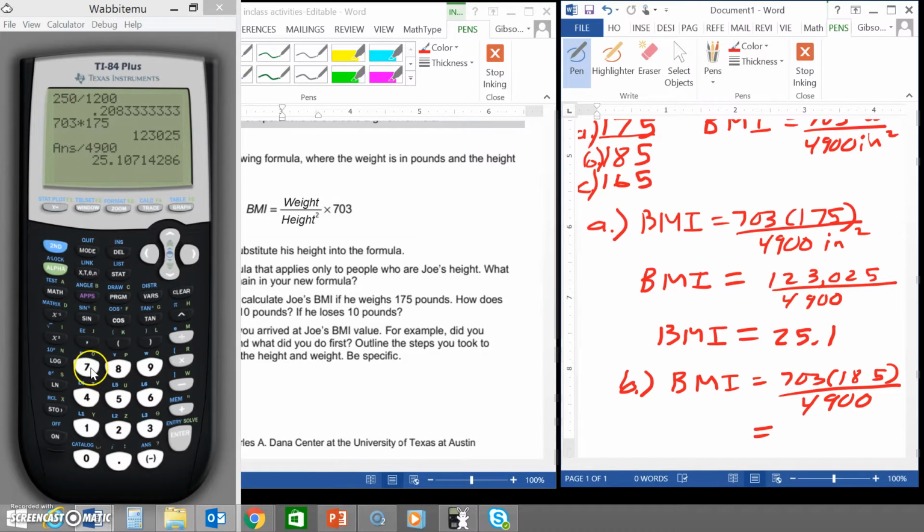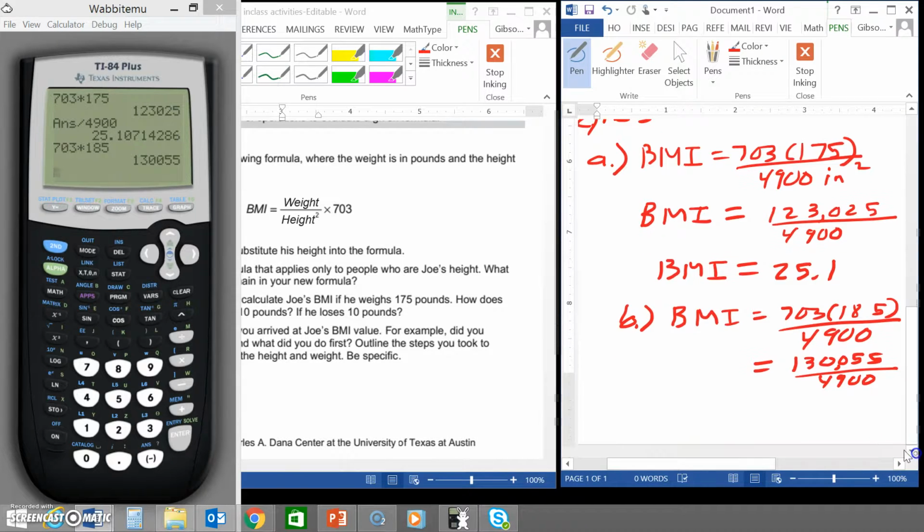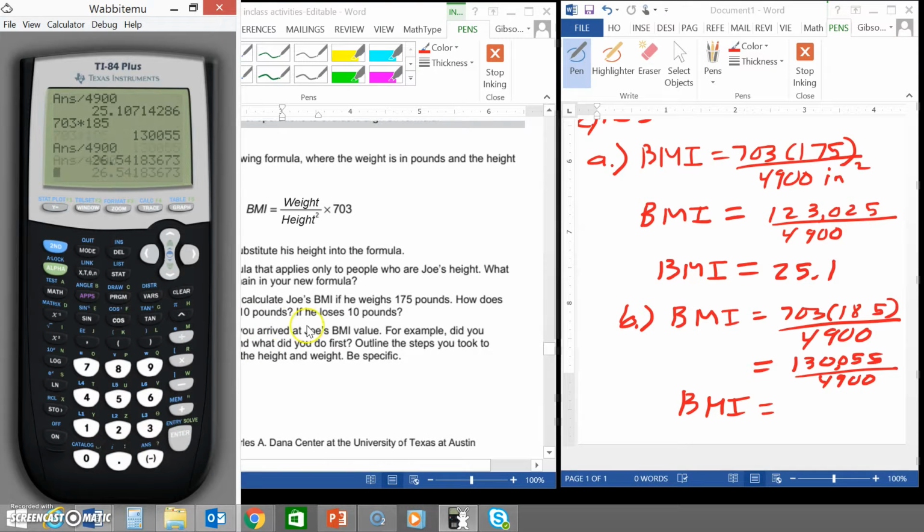Now we will take our 703 times 185. That will give us 130,055. That still would be divided by 4,900. And so our BMI would equal, so we divide this by 4,900. So our BMI would be 26.5.